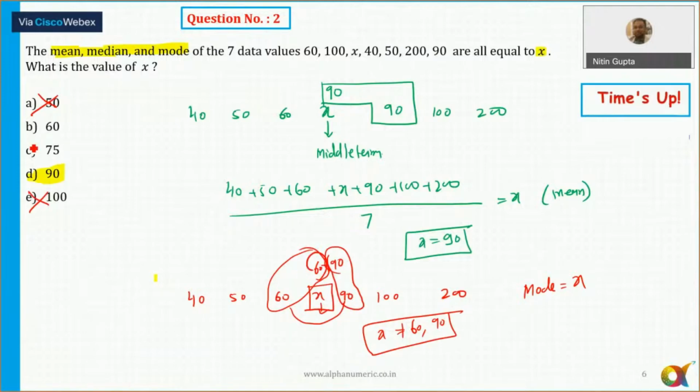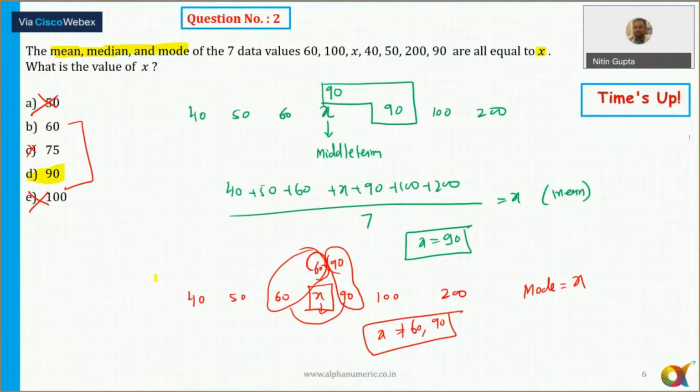So I can eliminate option C. And now we are left with two choices. If you are lucky, you might be able to eliminate all these four choices and be left with one of the choices. Here, both 60 and 90 are present. So we can check which one is the correct one. But yes, you can also eliminate in that way.